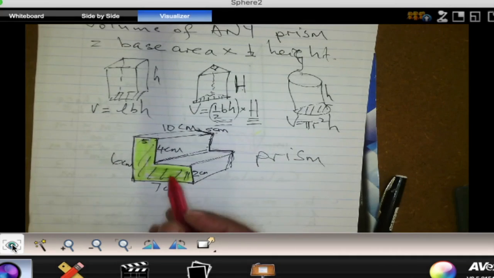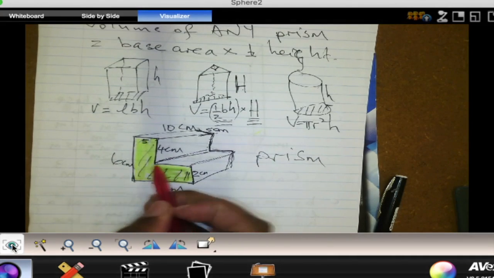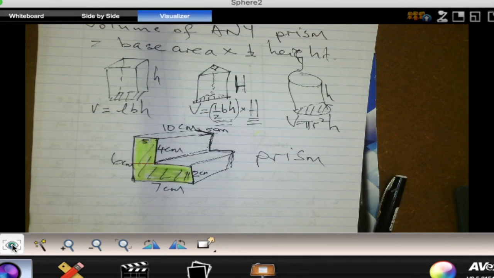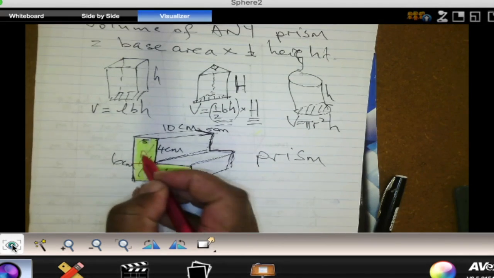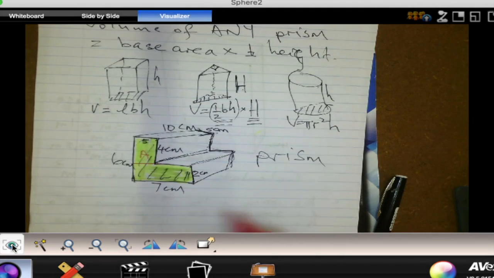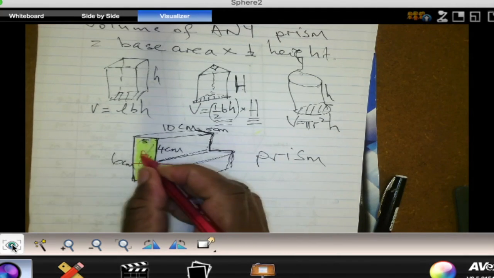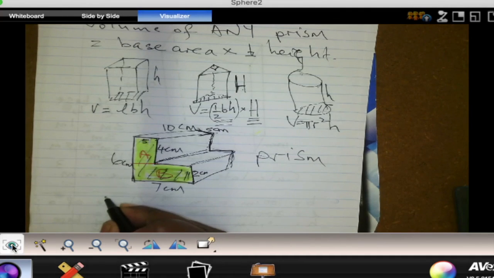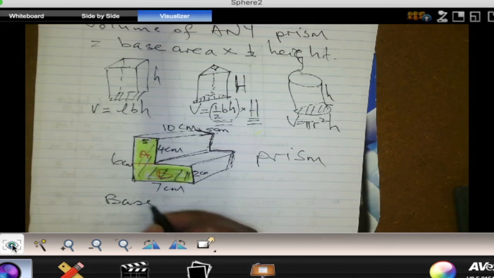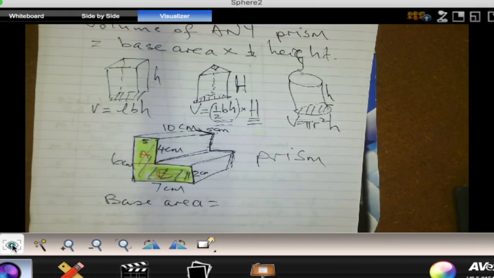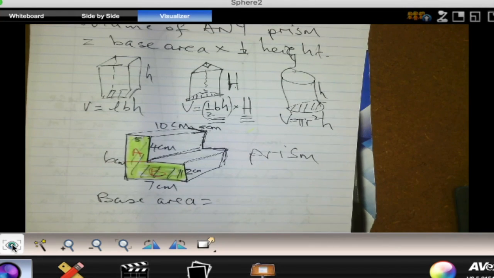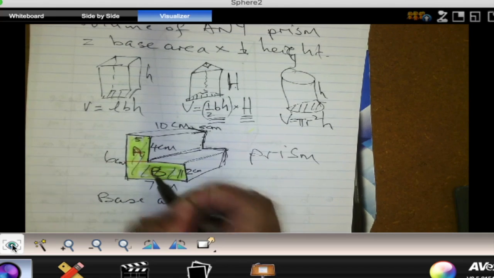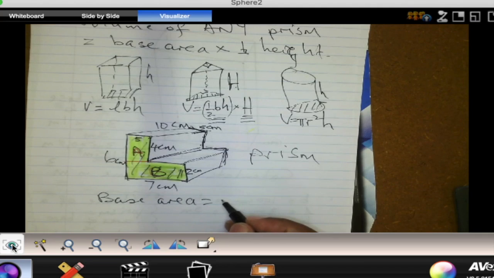Then somebody could do this. Somebody could divide this into 2 rectangles, like that, for instance. Then work out the area of this rectangle, let's call it A, and the area of this rectangle there, let's call it B. So the base area is equal to the area of A plus the area of B. So this is the area of A, and this is the area of B. Give me the area of A, somebody.